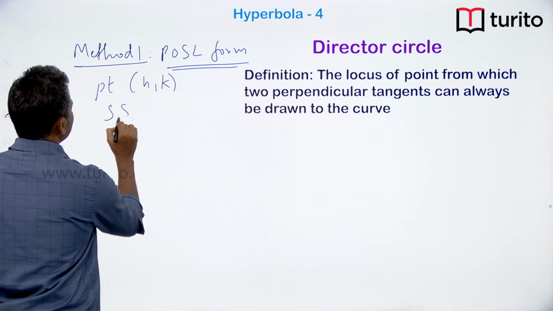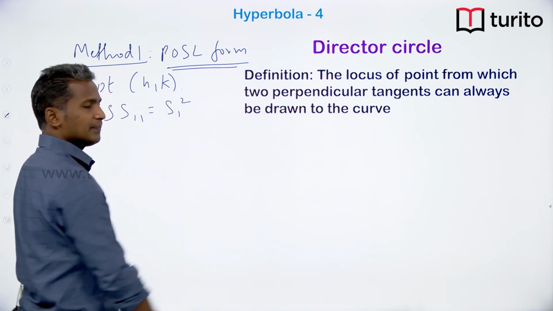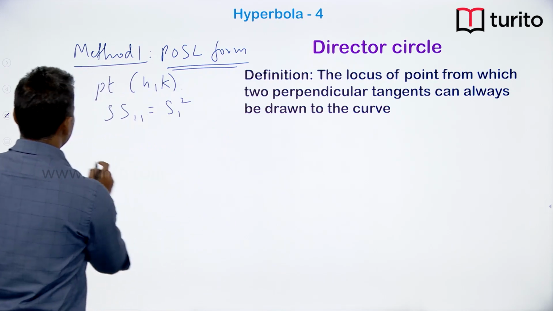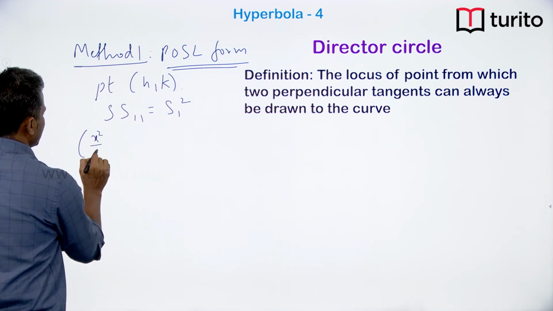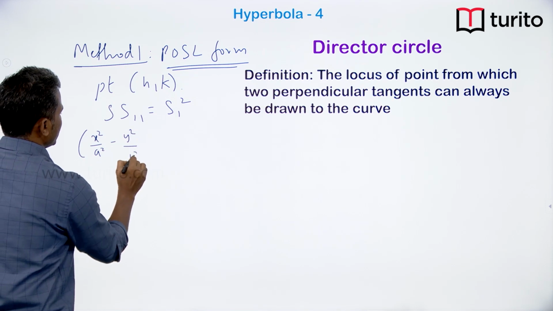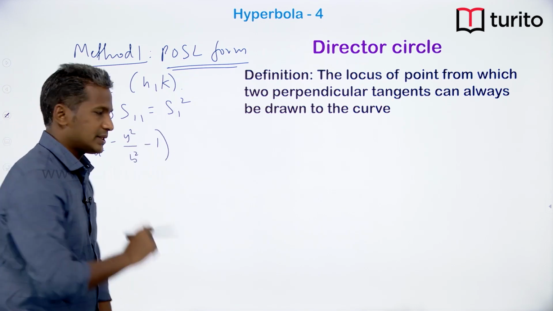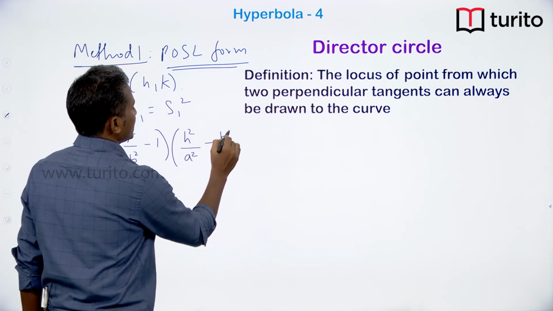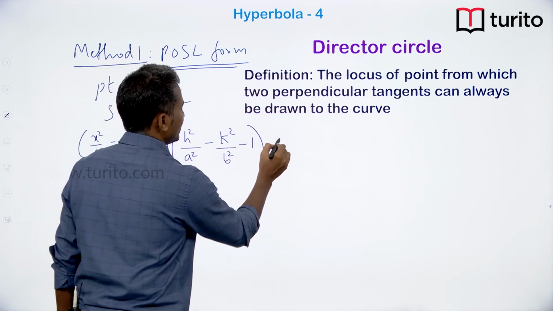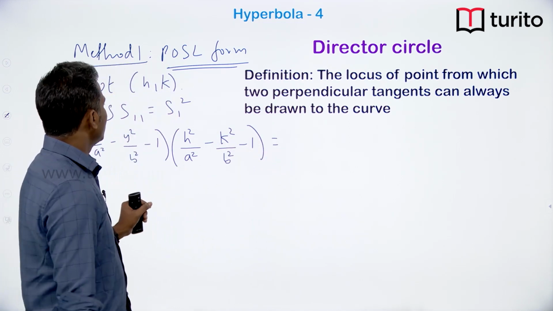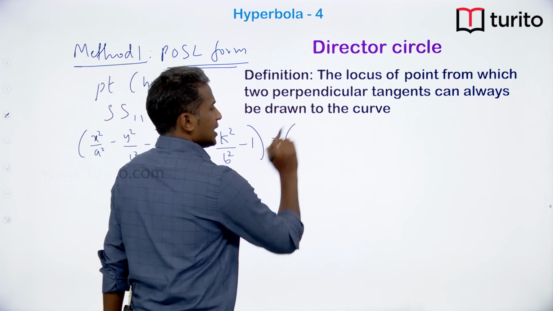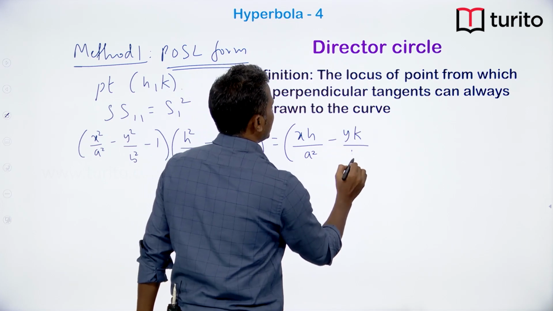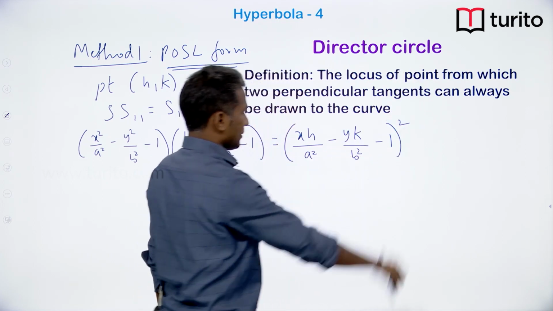It will be SS11 equal to S1 square, and we are taking the hyperbola in the standard form. So, what do we get here? x square by a square minus y square by b square minus 1. This is my S, and then h square by a square minus k square by b square minus 1. This is S11 and equal to, we need S1 here, which is xh by a square minus yk by b square minus 1 whole square.